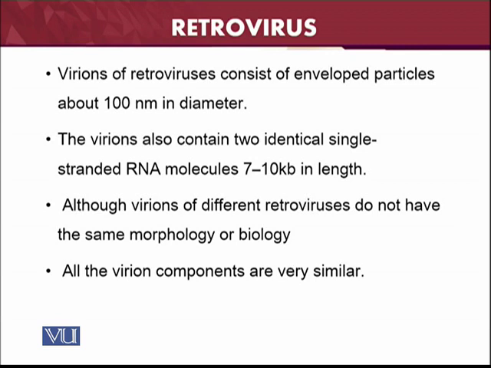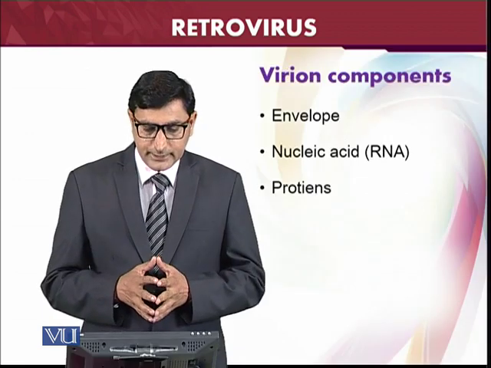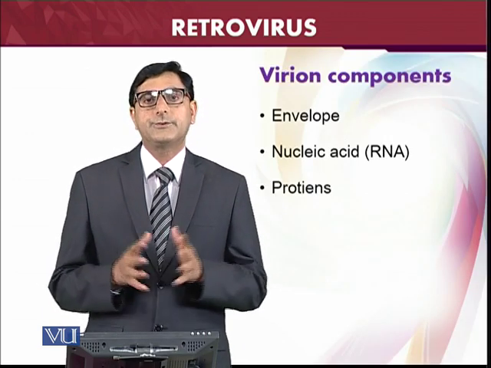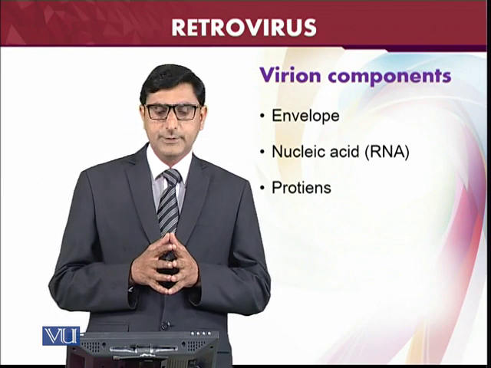Although the virions of different retroviruses don't have the same morphology or biology, even if they are classified as retroviruses, they can have different morphology and different biology. Retroviruses can be classified into many classes, which we will see later. But the components of the virions of all the retroviruses are the same. Now, what are those components which are the same, however their morphology or biology may differ?